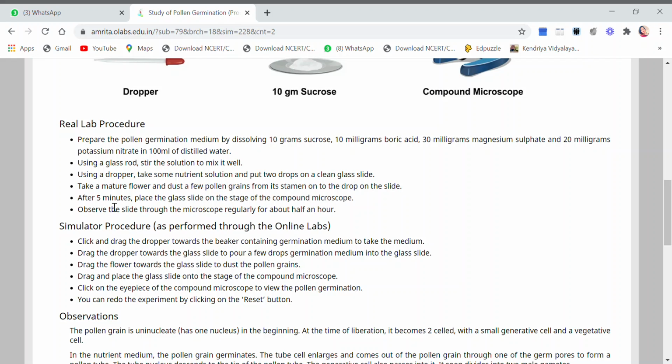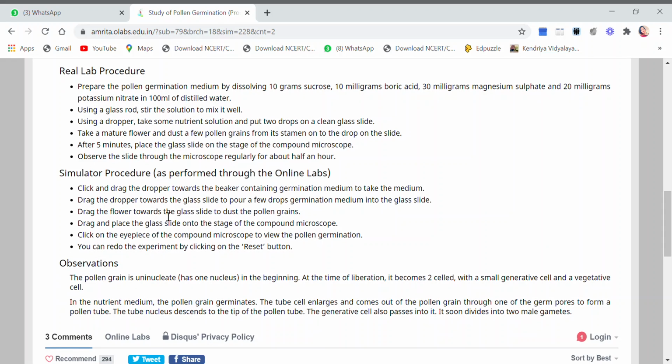And after 5 minutes, place the glass slide on the stage of the compound microscope, and you will observe through the microscope after half an hour. Just keep it for half an hour and observe after that. Okay. Now here, the simulator procedure as performed online has certain steps which you have to keep in mind.